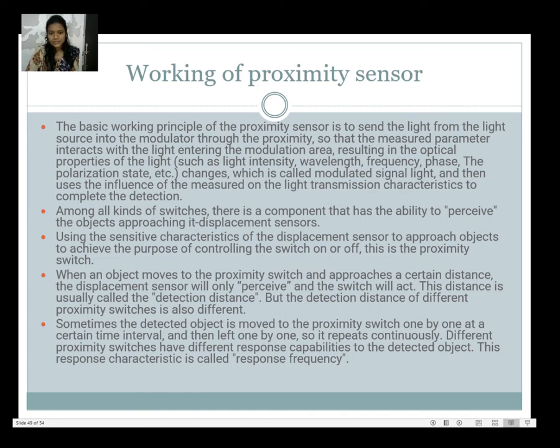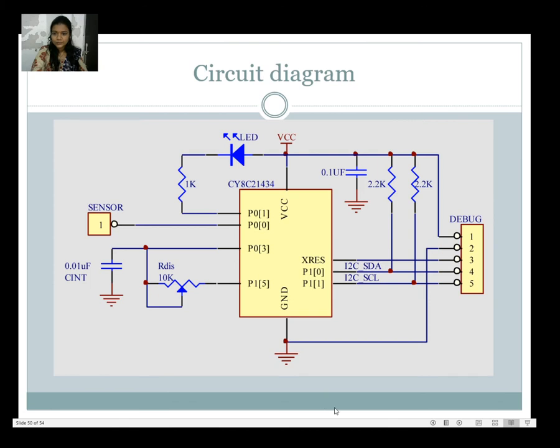So this distance we can call the detection distance, but the detection distance of different proximity switches is also different. Sometimes a detected object is moved to the proximity switch one by one at a certain time interval and then left one by one. So it repeats continuously. Different proximity switches have different response capabilities. Okay, so this is about proximity sensors.